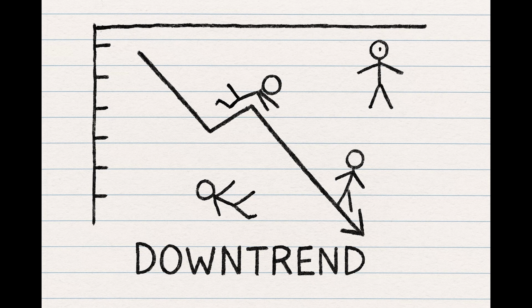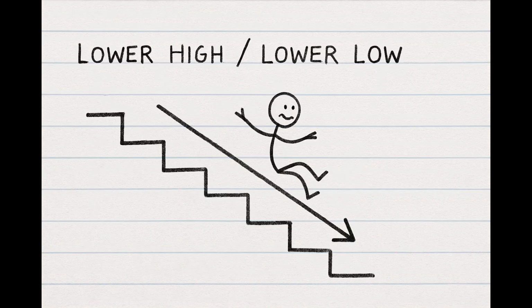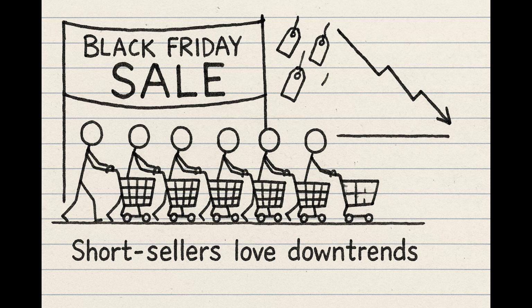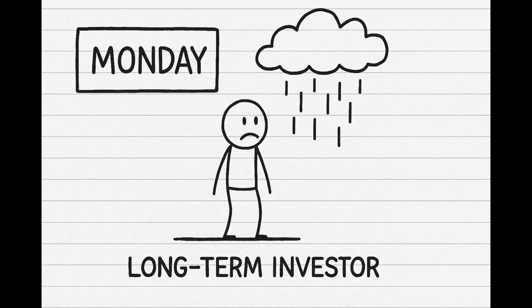Flip the chart upside down and you have a downtrend. Lower lows and lower highs, that looks suspiciously like your iPhone battery after one too many Netflix episodes. Short sellers treat downtrends the way bargain hunters treat Black Friday. Everything's on sale, while long-term investors feel the same dread you get when Monday rolls around too fast.